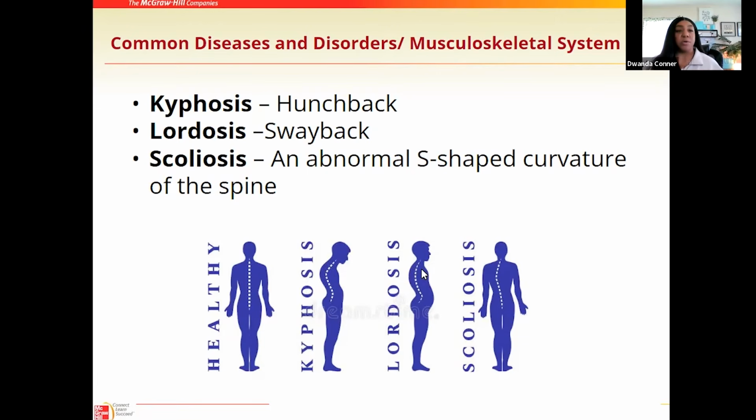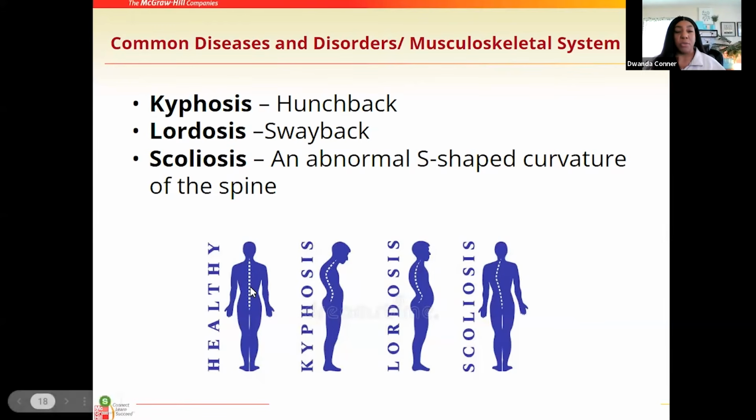Lordosis is referred to as a sway back. And with lordosis, also going to see the curvature in the spine, just not as large as kyphosis. Sways more to the right, comes in, whereas kyphosis sways more outward in a circular C-like formation. And then the last one here is scoliosis.